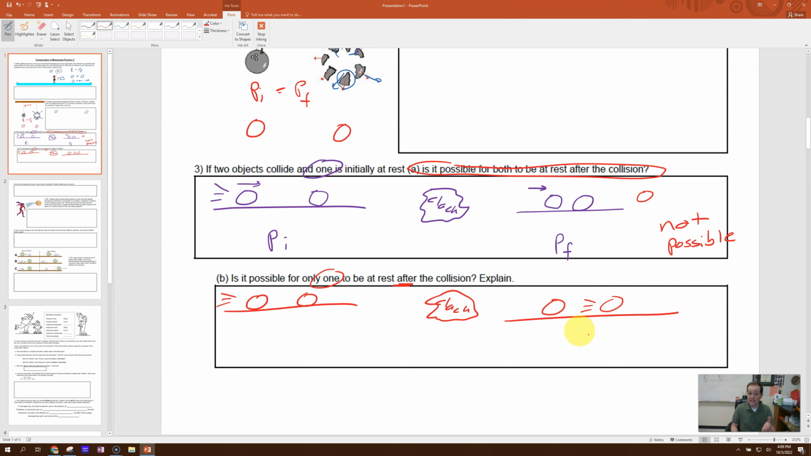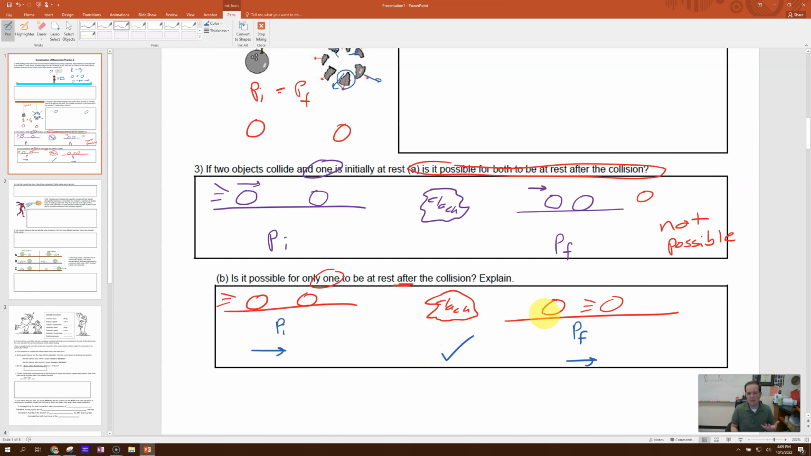Does this work? It does, because what was my momentum in the beginning? The initial momentum was going to the right. It's not zero because this object here is moving. This one's not moving, so the total momentum is to the right. Here is the total momentum, P final. Is it to the right? It is. This absolutely could be a scenario.